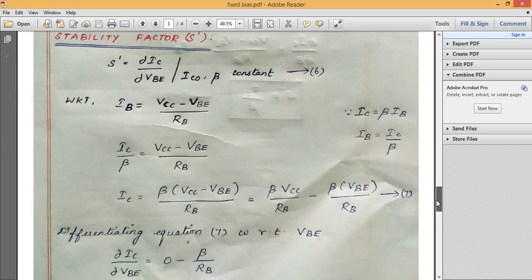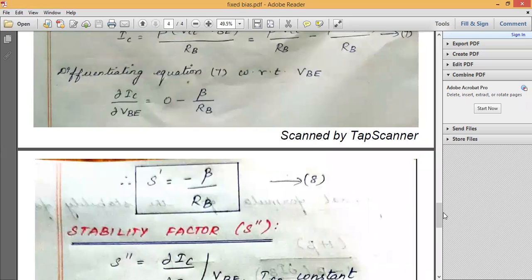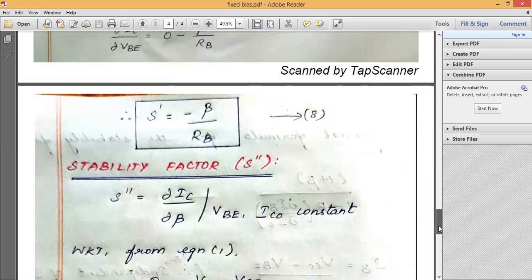Now I have to differentiate. If you differentiate this equation with respect to VBE, this first term is independent of VBE, so we'll get 0. And if we differentiate the second term with respect to VBE, we will get minus beta by RB. So dou IC divided by dou VBE can be written as S dash, which is given by minus beta by RB. Now we have obtained the stability factor S dash.